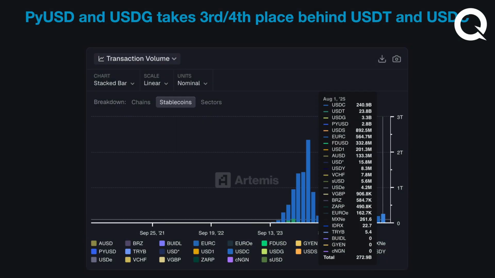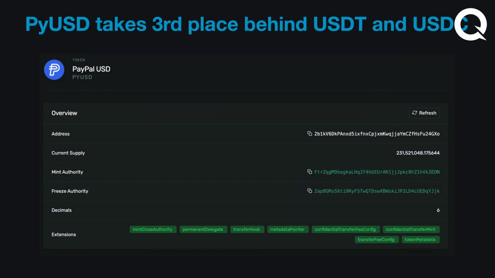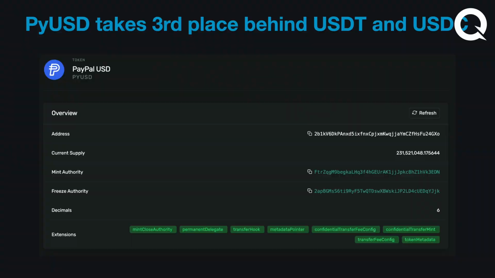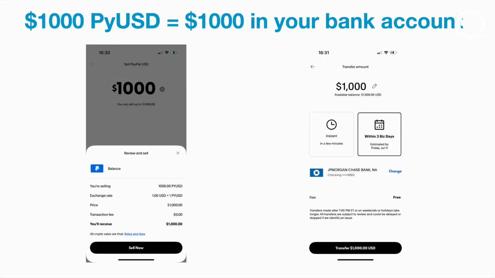Back on the topic of token extensions, two newer stablecoins, both of which use token extensions, have now become the third and fourth most popular stablecoins on Solana. If you look at either of them, you'll see a bunch of extensions turned on. And there's something in particular that both of them do, which I think is really interesting, which is there is a one-to-one match of the stablecoin to the US dollars you will have in your bank account. So if you have $1,000 of PyUSD, you will get $1,000 in your bank account.